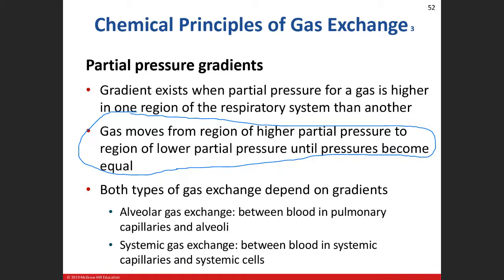So we're going to see how these gradients operate in the alveoli, when gases go from the air inside the alveolus into the pulmonary capillaries. We're going to see how that works, dealing with partial pressures. And then we're going to see how it works in systemic gas exchange, when those gases start circulating in the blood and move from the blood into the tissues. And it's going to be so easy. You guys are going to be like, Dr. Kaz, you're insulting my intelligence, because you understand this concept. I'm telling you, when I show you the picture, you're going to say, that's easy. So we'll get there.